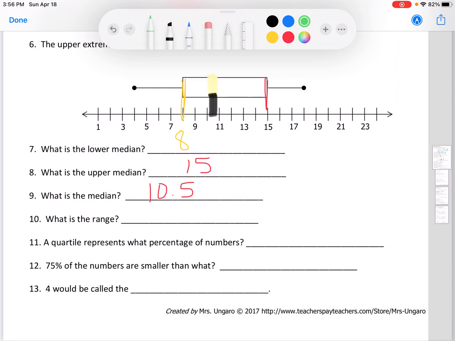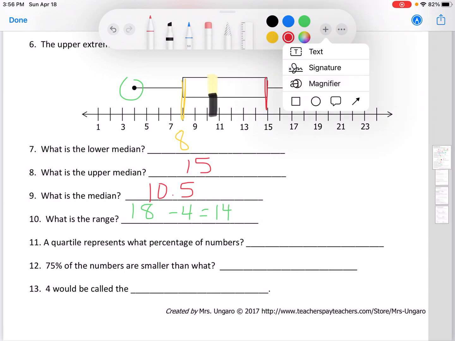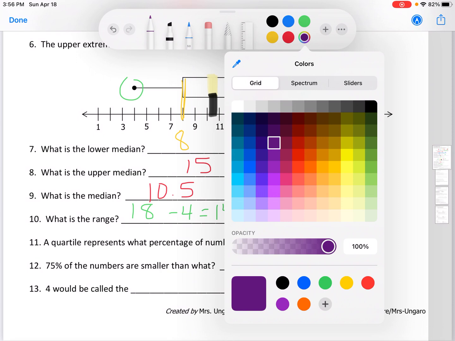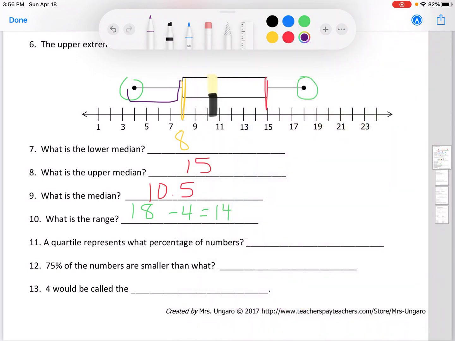The range, I'm subtracting my largest and my smallest. So that would be 18 minus 4. So the range of the box and whisker plot is 14. A quartile represents what percentage of numbers? I'm just going to remind you that there are 4 sections in a box and whisker plot. So that's the first, second, third, fourth. So that would represent 25% of the numbers.